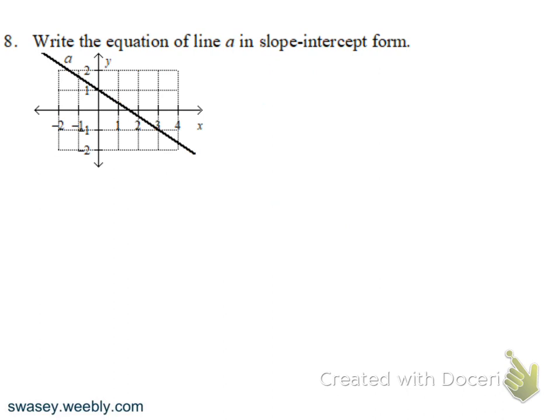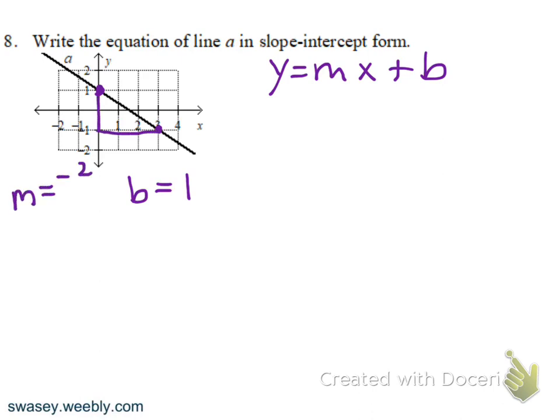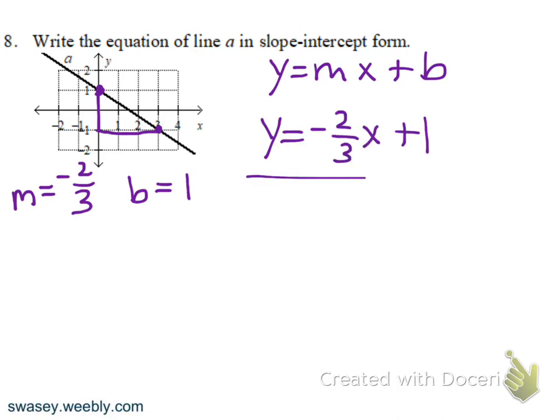All right, to write it in slope-intercept form, we need to figure out the slope, that's the m, and figure out the y-intercept. So it starts at 1, so the b is 1. Let's find another point where it hits the grid mark, so we go down 2, to the right 3. So our slope is negative 2/3. Down 2 to the right 3. Substitute in. So the equation of this line, y equals negative 2/3 x plus 1.